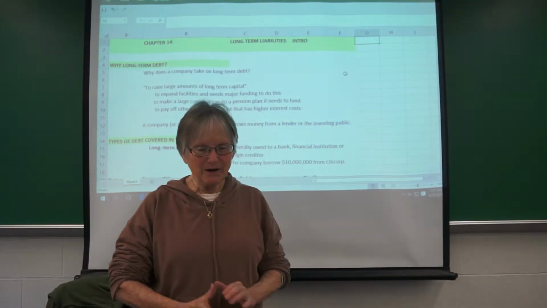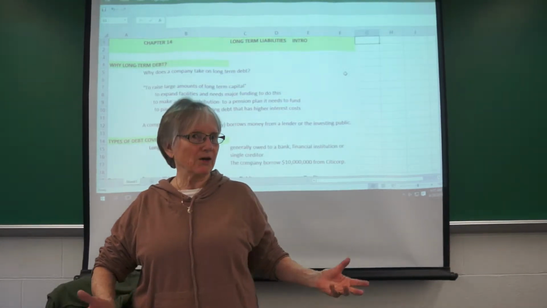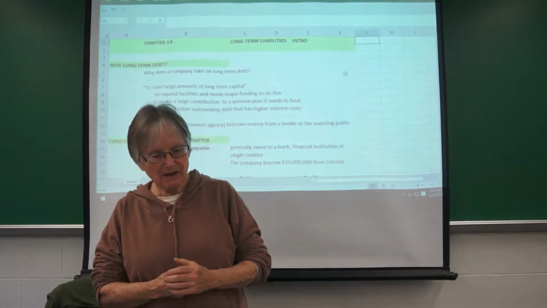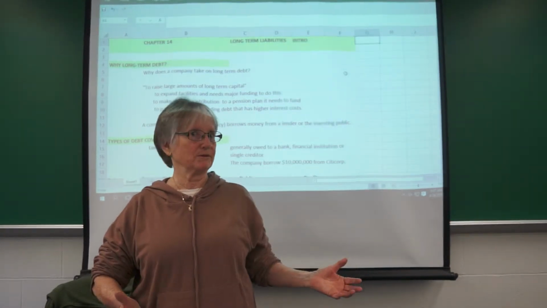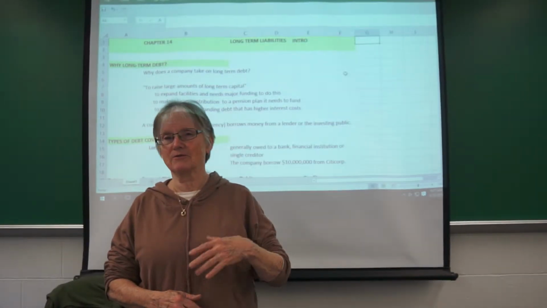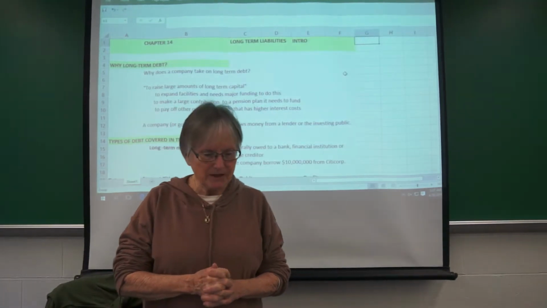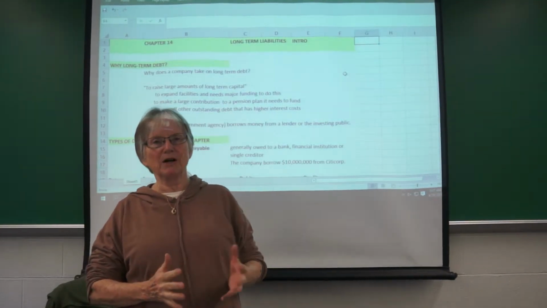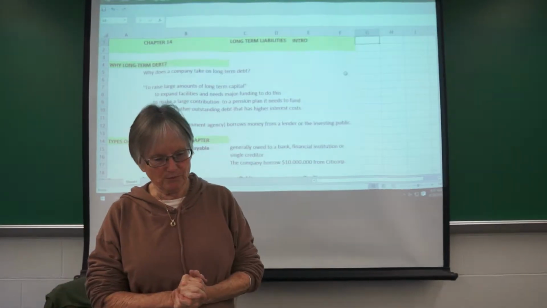Okay, so the thing to know about any long-term liabilities: why do we bother with them? Why would a company do them? Basically, it'll raise large amounts of long-term capital to work with. Maybe they need new plant facilities, they have pension obligations, all kinds of things to take care of. And so usually they'll do a bond issue or a long-term notes payable to finance some long-term projects.